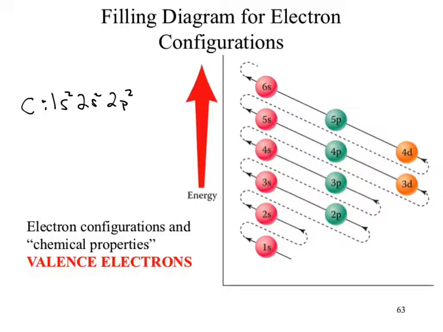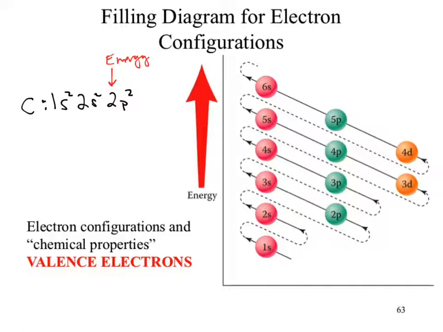Which of those electrons is most likely to interact with another element? 2p2. Why? Why is it the furthest away from the nucleus? What about 2p2 makes you say it's further away? The orbital. You're like, it's the last one. It's not the orbitals, to a first approximation. What is that to? The energy level. So you're suggesting 2p2 is the highest energy level, and that's why it's the furthest away.